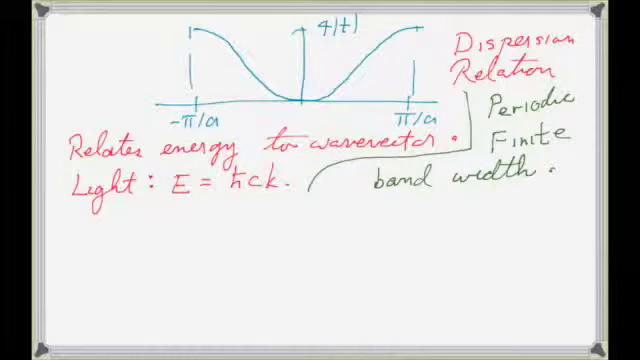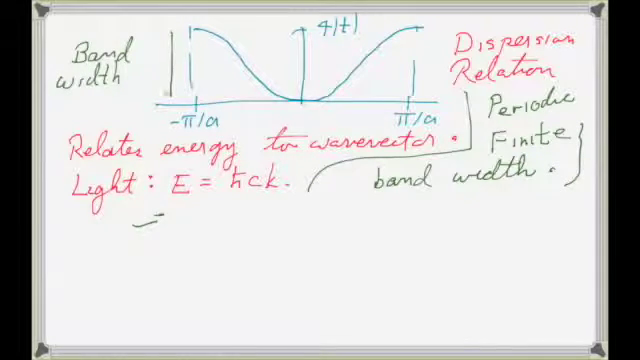So a finite bandwidth, that's probably something you're not used to thinking about. This is what's called the bandwidth. People are familiar with the band gap, but bandwidth is the width of the band. The band gap is the gap between two bands. Here in this model, we only have one band, so there's no band gap. There's only one band to worry about.